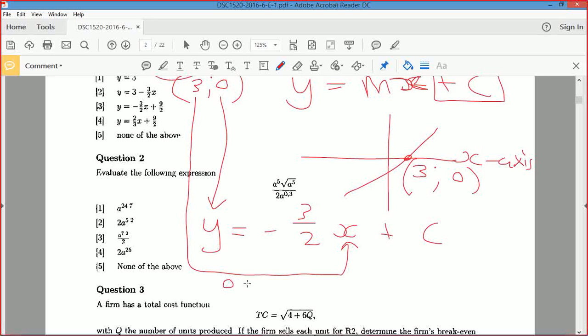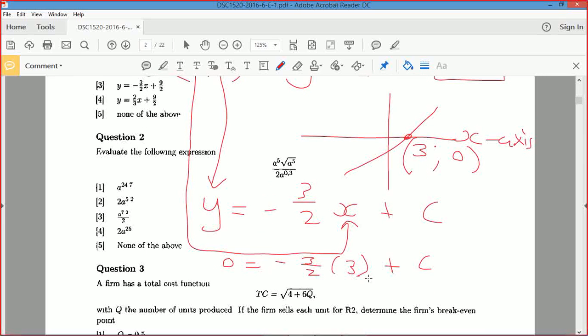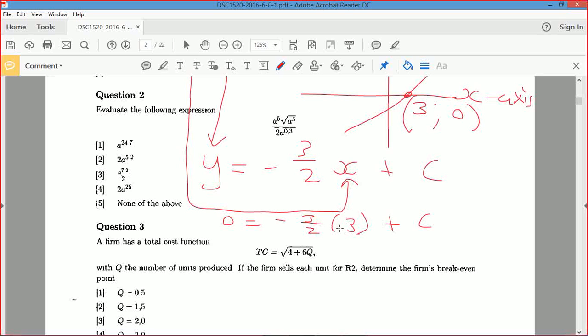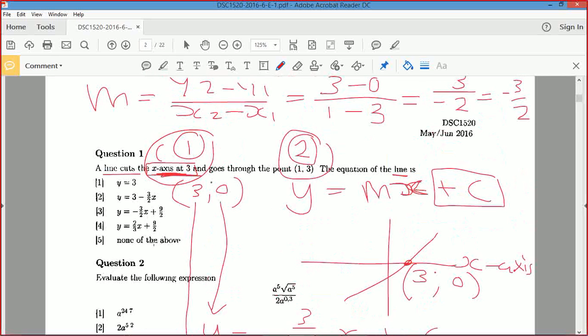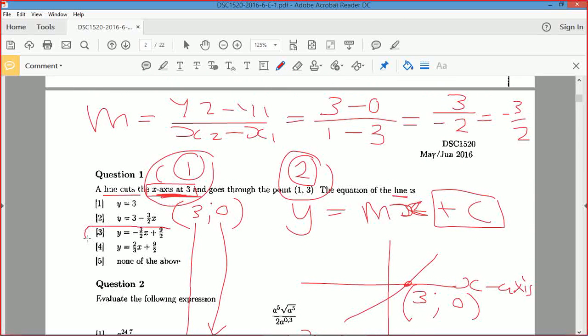Right, so if I put in 0 here, it'll be 0 equal to minus 3 over 2 times 3, close brackets, plus c. Now I need to solve for c, so minus 3 times 3 is minus 9. So I'll have negative 9 over 2 plus c. So c is going to be 9 over 2. Is that okay? Okay. Yes, got it. So the answer is that's 3. The answer. Yeah, so it's question 1 is 3.